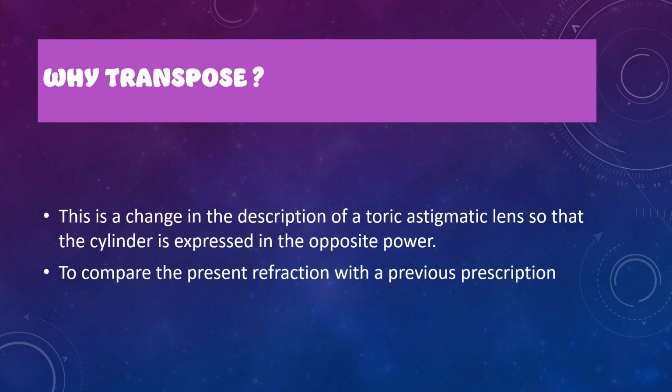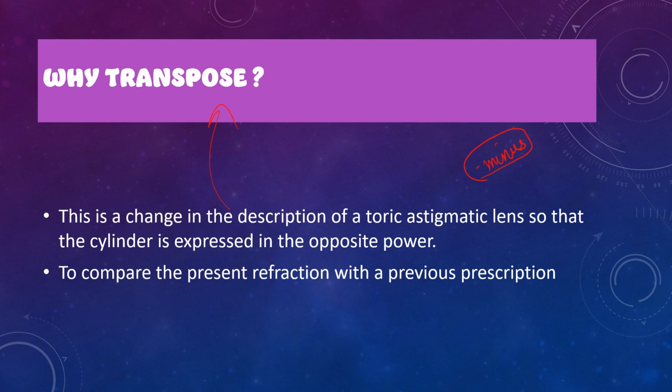Transposition is sometimes used when you want to change a cylinder from one form to another. For example, a patient might get a plus cylinder form in his prescription when you do the subjective refraction. However, it is usually seen that a minus cylinder form is more accepted compared to a plus cylinder form. Now, can you write the prescription of a patient from the plus cylinder form to a minus cylinder form and still give him the prescription with the same optical meaning? Yes, that is possible using transposition.